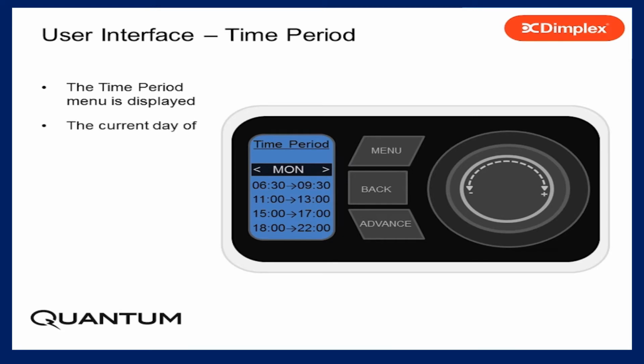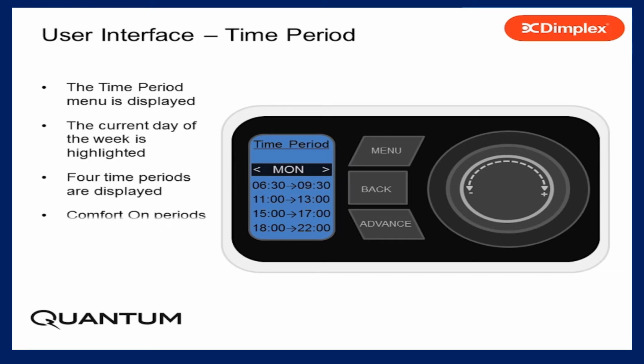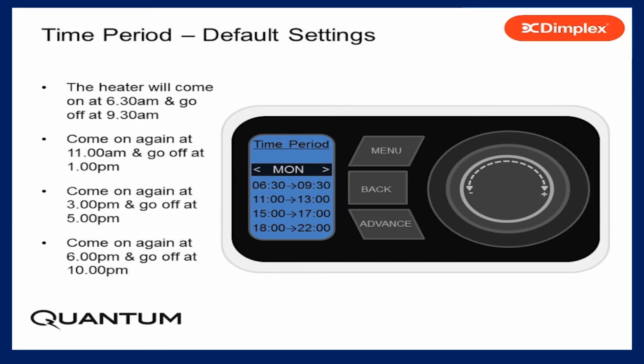The current day of the week is highlighted and 4 timer periods are displayed. These are the comfort on periods, the period when heat is given out by the heater. The first, the heater will come on at 6:30 and go off at 9:30. The second at 11 AM until 1 PM, the third from 3 till 5 PM, and the fourth from 6 till 10 PM.